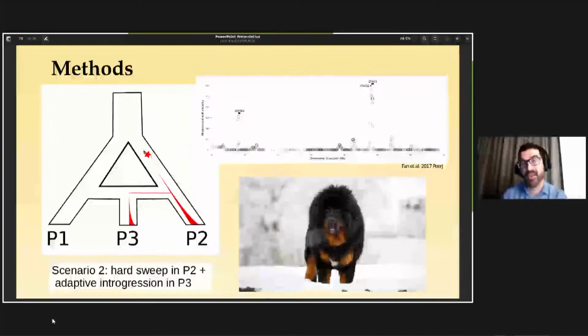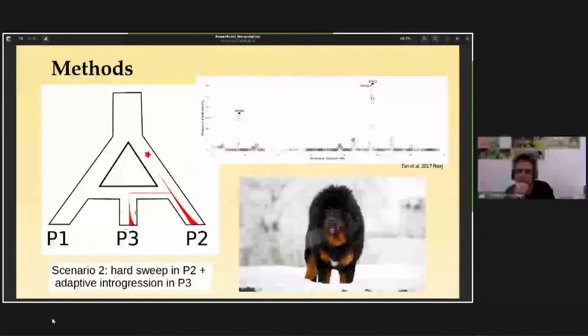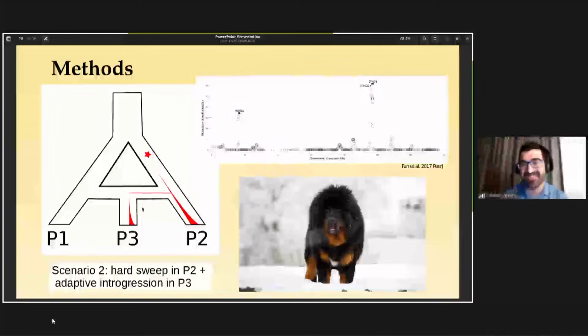What happens if we have expansions or contractions of the source population, or, sorry, the other population. So yeah, actually that's something that can also be simulated with SLiM. I haven't reached that point yet in my research, but I expect to do it very, very soon.